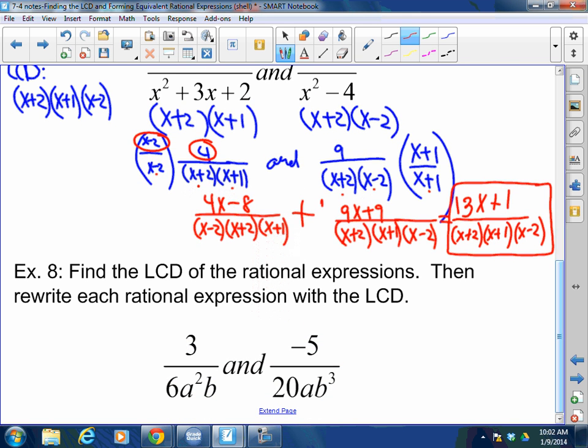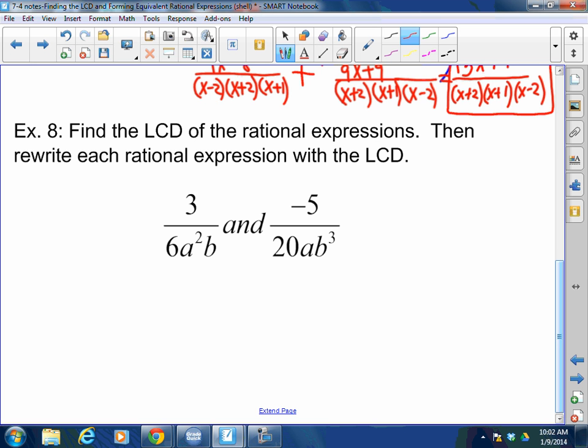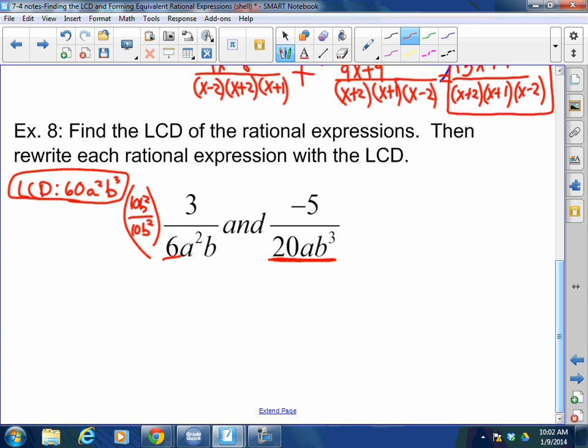Let's do another one. What's the LCD here, gentlemen? Between 6 and 12, 12, 60, very good. Between a squared and a? Between b and b cubed? What do I need to multiply to this denominator to get it to look like this? 10b squared. What do I need to multiply to this one to make it look like the LCD? 3a. Very good. So we're not going to add them, but let's just convert them and prep it.